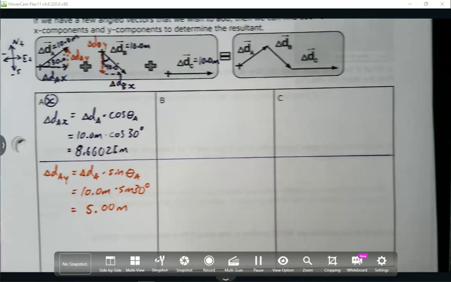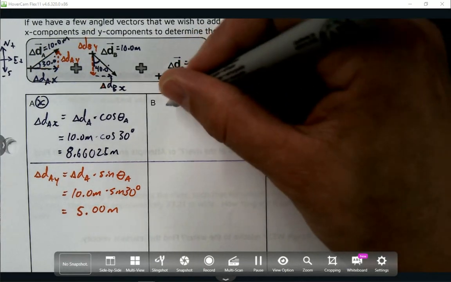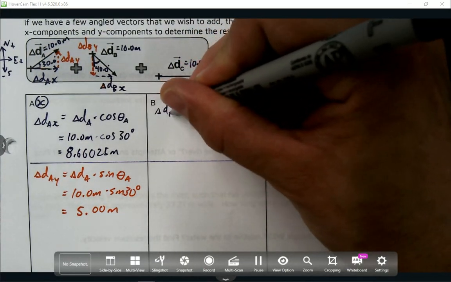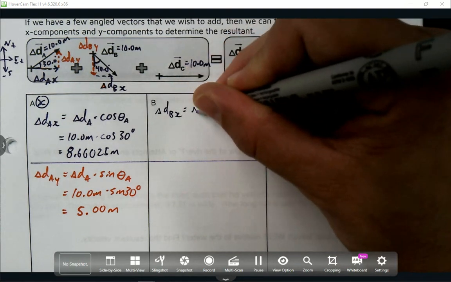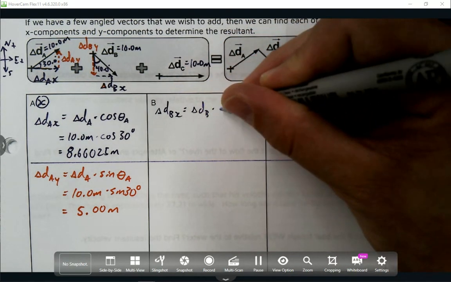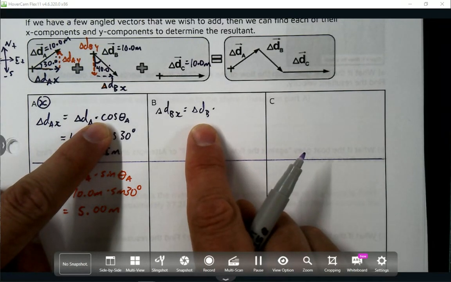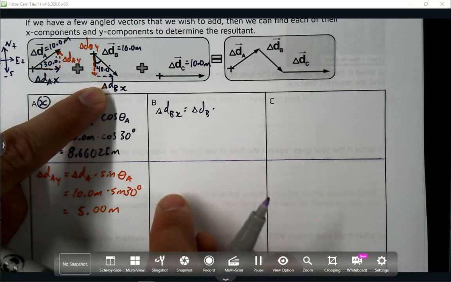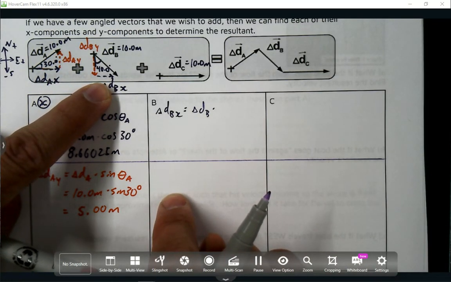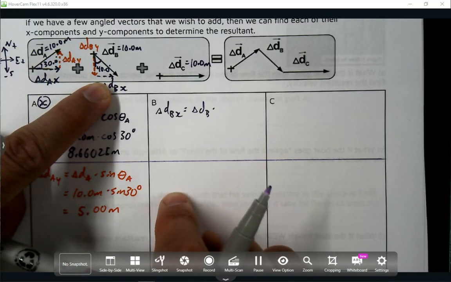All right, let's do the same thing for B. Delta dB in the x direction is going to be equal to delta dB times, I got to be careful here. I almost said cosine of B because I was just following patterns. My brain really wants to be a pattern thinker. Can you guys see that in this case, delta dB is the opposite of the 40 because of where the 40's been measured? So that means that I'm going to use the sine.